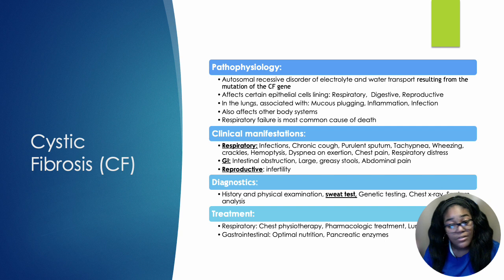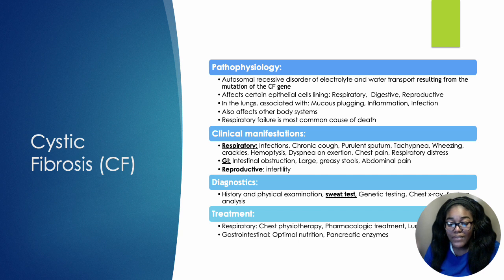Here we'll talk about cystic fibrosis, and the pathophysiology is that it is an autosomal recessive disorder, a disorder that affects your electrolytes and water. So it's definitely a fluid electrolyte issue as well, but it results from the genetic mutation of the CF gene. So it affects certain epithelial cells, particularly with your respiratory tract, your digestive and reproductive tracts. In the lungs, it is mostly associated with mucus plugging, inflammation, infection, and it can affect other body systems. But ultimately, respiratory failure is the most common cause of death with individuals with cystic fibrosis.